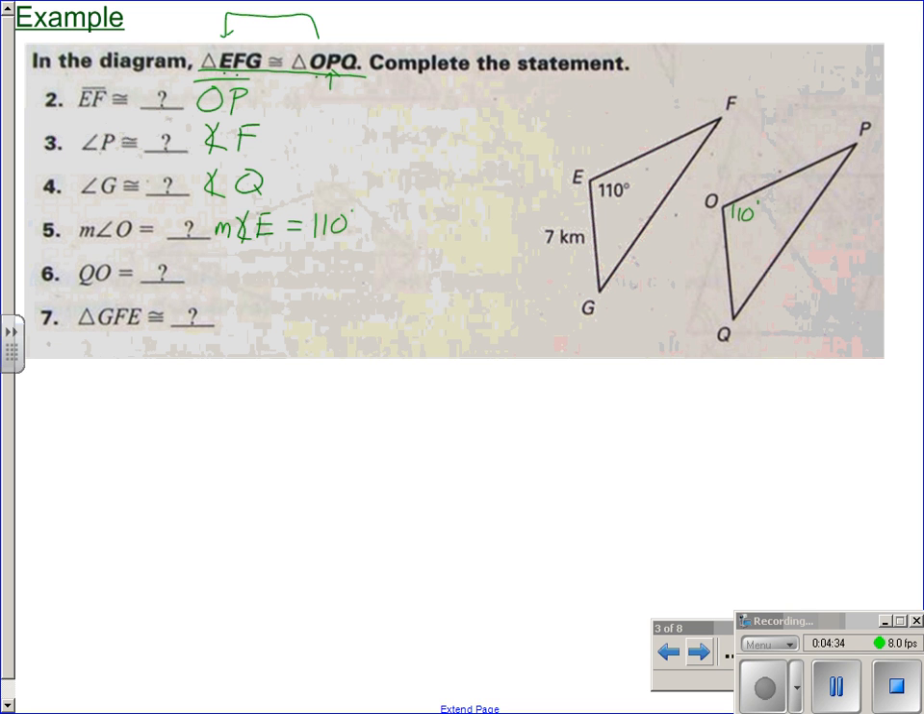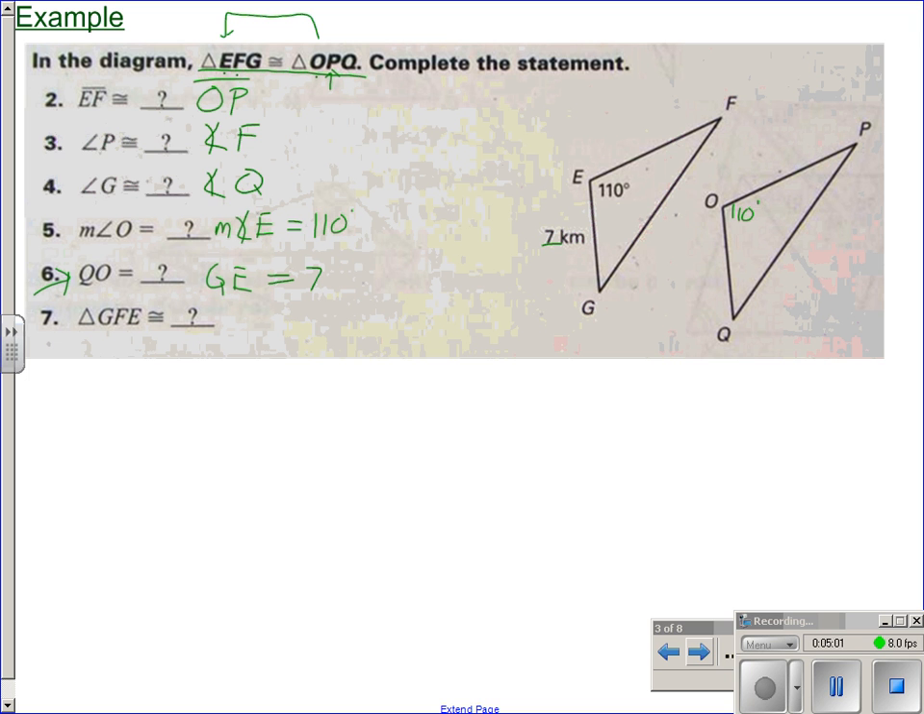Now, this notation for number 6, there's two letters, there's no dash or anything. We're talking about a measurement of a segment. So QO, that is the third and first letters in that triangle name. So we've got to go with the third and first. So that's going to be GE. GE we know is 7. So we could also just say this equals 7.